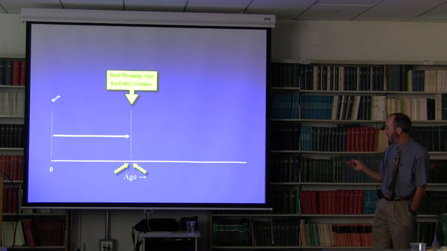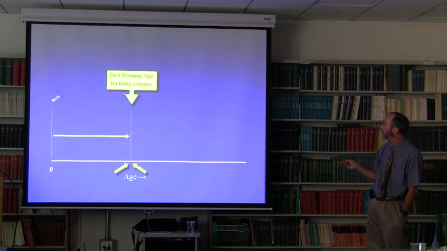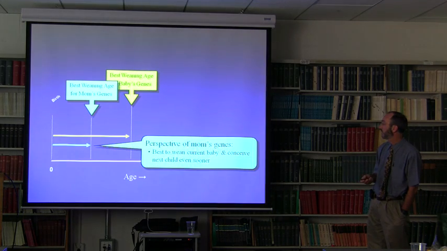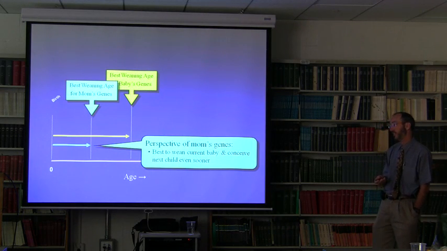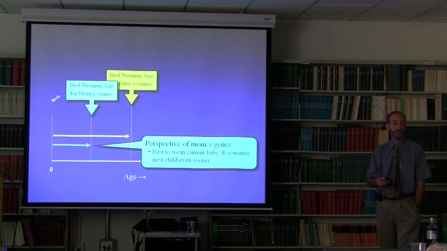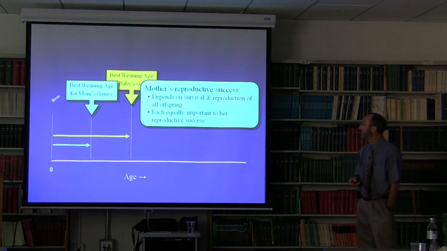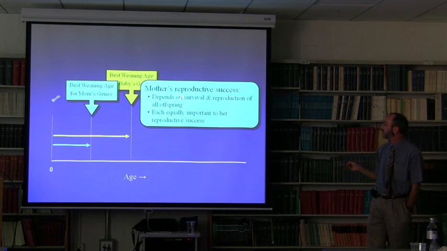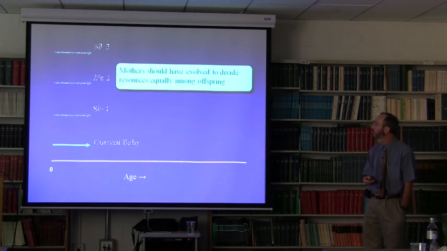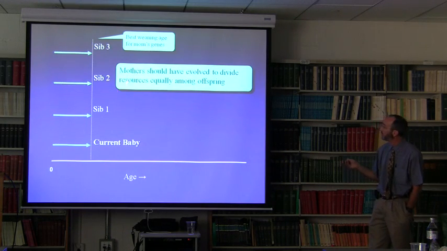So if this is the best age to wean from the perspective of the baby's genes, from the perspective of mom's genes, however, it's best to wean the current baby and conceive the next child even sooner. That's because her reproductive success depends on the survival and reproduction of all her offspring, and each is equally important to her reproductive success. So mothers should have evolved to divide resources equally among offspring.